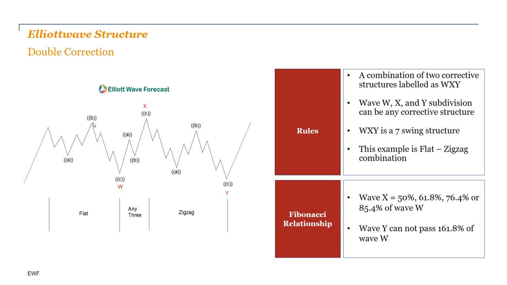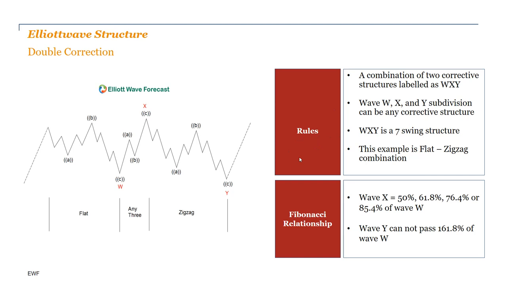In which the B goes above the starting point of the wave A. So this is an expanded flat. And then we can see on the right side, this is a zigzag because it's a 5-3-5 structure, right? So it is a combination of flat and zigzag combined together, forming a bigger degree corrective structure called a WXY. Now let's take a look at another example.